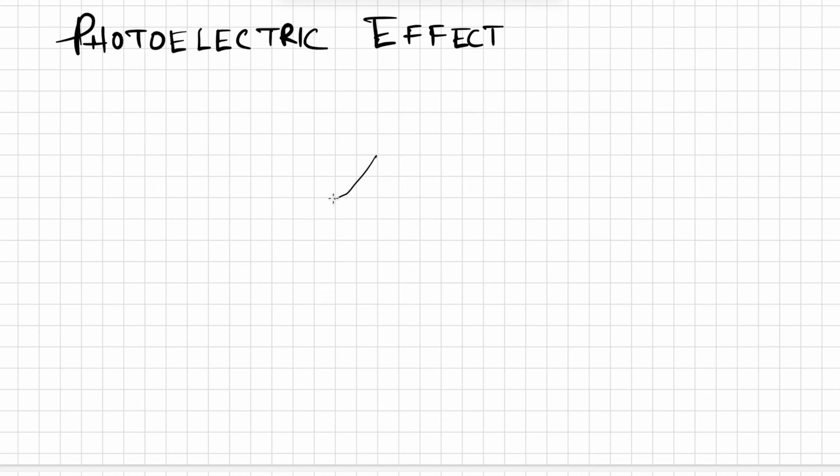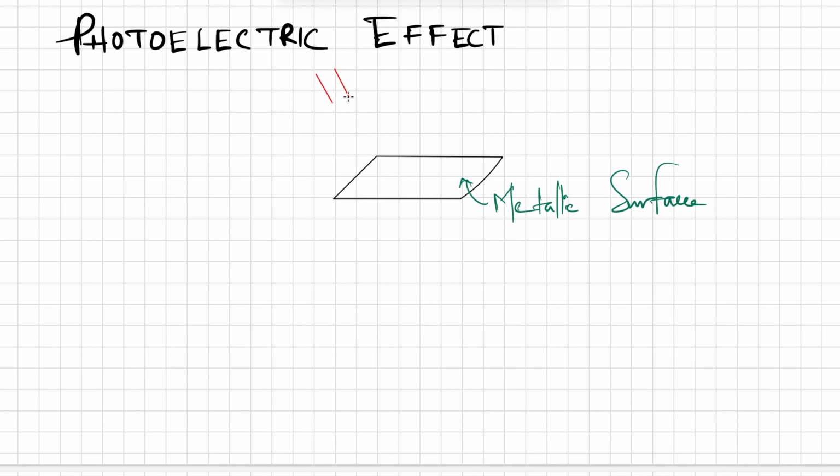In this video, I'm going to talk about the photoelectric effect. Let's take a metal, any metal. This is a metallic surface. Let's expose this metal to electromagnetic radiation, let's say red light. The frequency of red light comes in the visible range, which is a part of the electromagnetic spectrum.